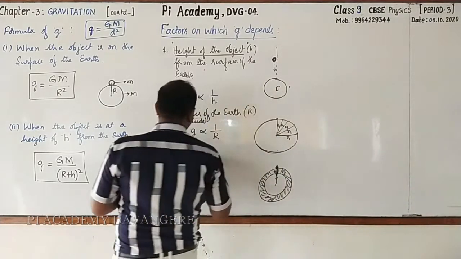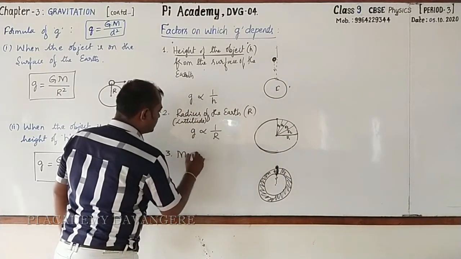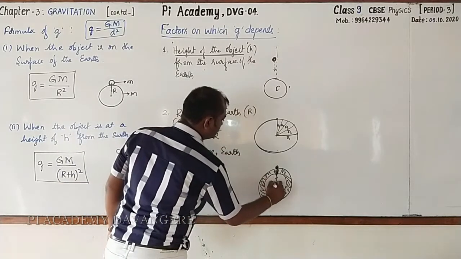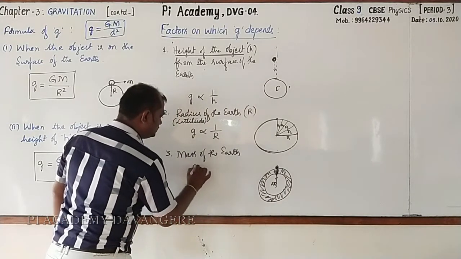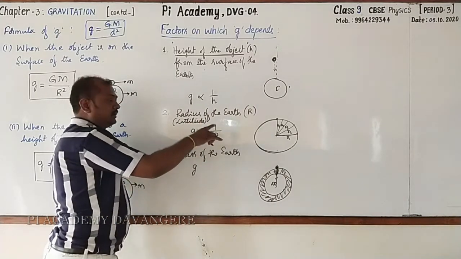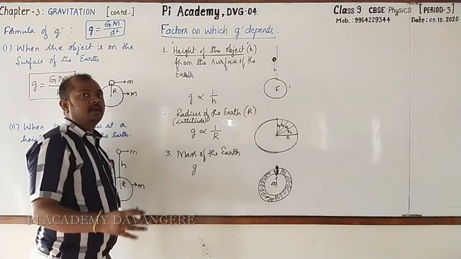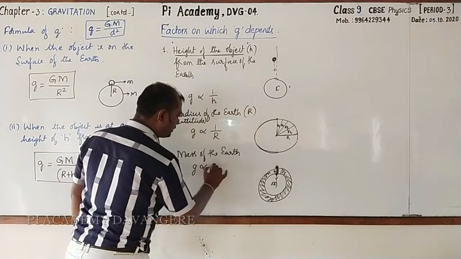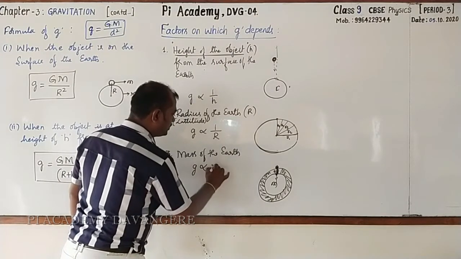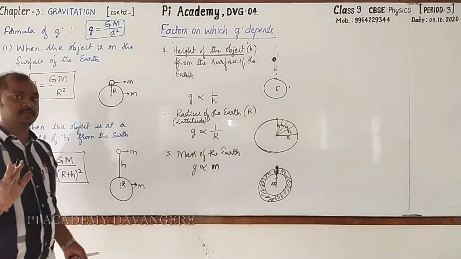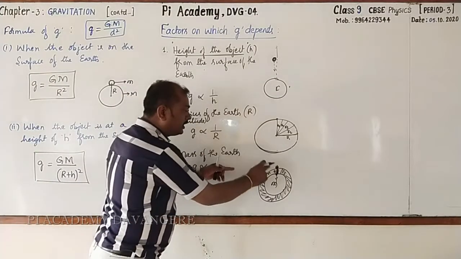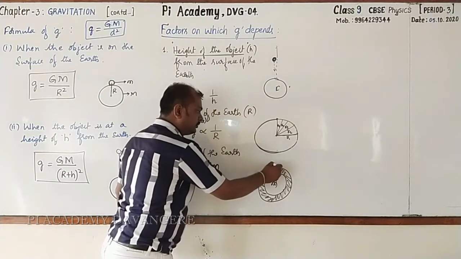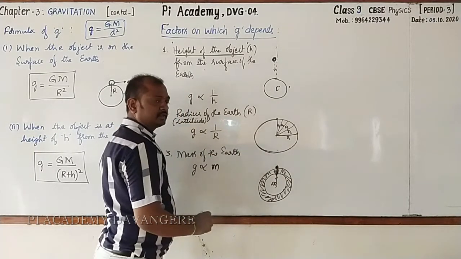So we can write, it is the mass of the earth. Mass of the earth, I take this as M. As mass decreases, acceleration due to gravity also decreases. Hence g is directly proportional to M. Here the mass of the earth cannot be increased, we can only decrease it. It is only a consideration as the position of the object inside the earth.